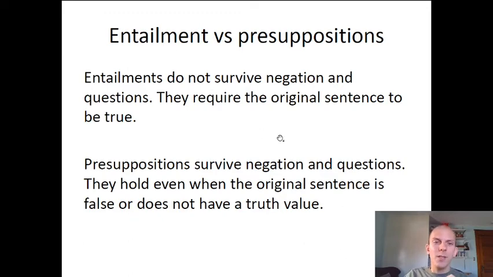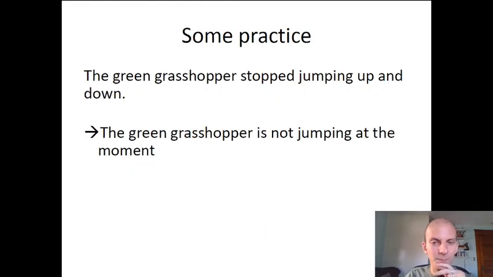So there's this relationship, right, between these sentences. Entailments don't survive negation and they don't survive questions, and they require the original sentence to be true for us to say anything about B. That's a very quick summary of entailments. Presuppositions survive negation, survive changing the proposition to a question, and they hold even when the original sentence, the A sentence, is true or false. Boom.